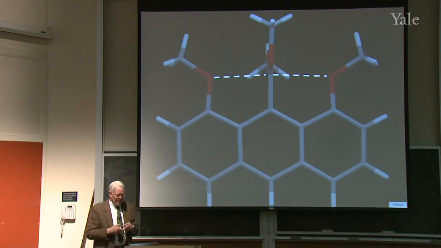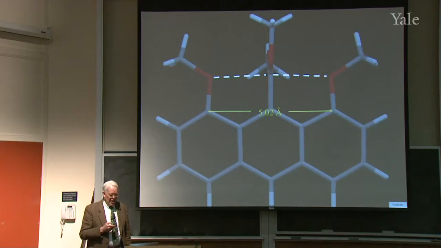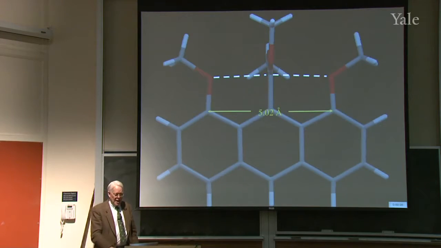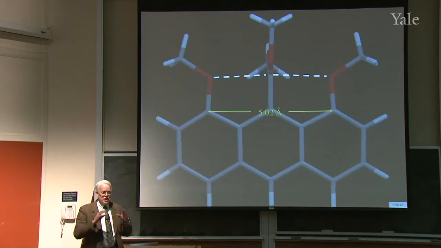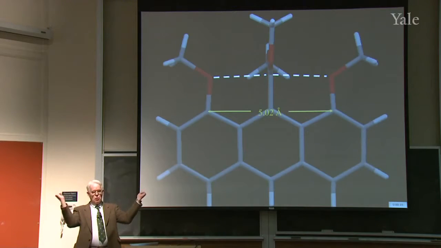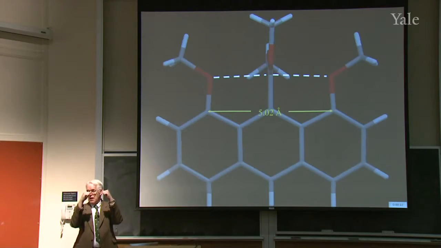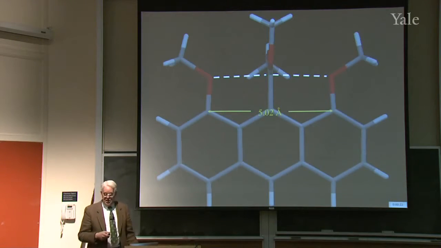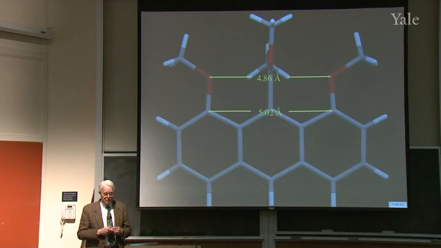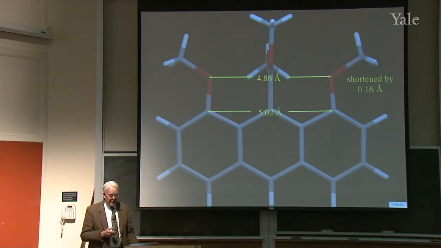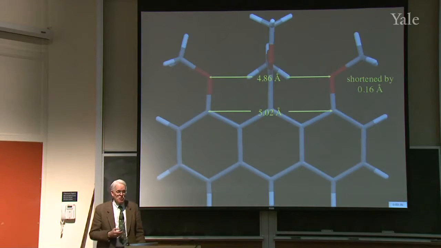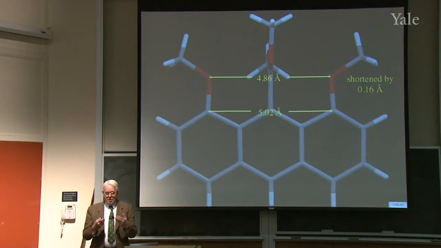Okay, so let's look right edge on at the central carbon and ask the question, how far apart are those two oxygens? If the interaction is repulsive, then they should move apart. If it's attractive, they should move together. Compared to what? Well, the authors compared it with the two carbons they were attached to, which are 5.02 angstroms apart, and the white is 4.86. So they've been drawn together. The distance is shortened by 0.16 angstroms, as if they're being sucked in, right?